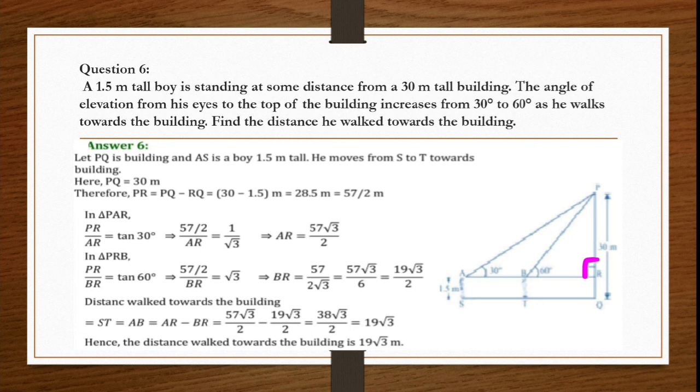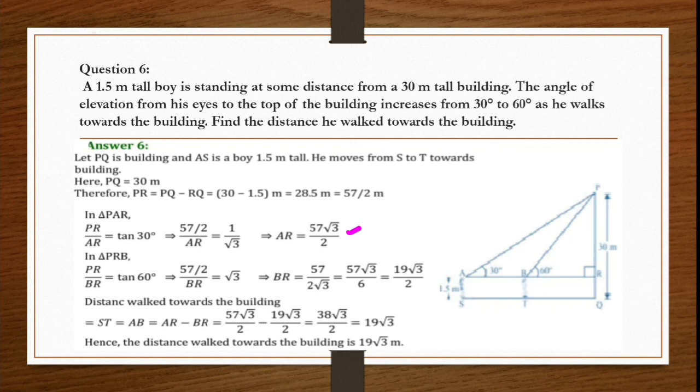Okay, and in this triangle PAR, side PR is known, which is 57 by 2. So you can write PR by AR, that is opposite by adjacent, is equal to tan 30 degree. Put the value of PR and you can see that the value of AR will be 57 root 3 by 2. Okay, now you get the value of AR.